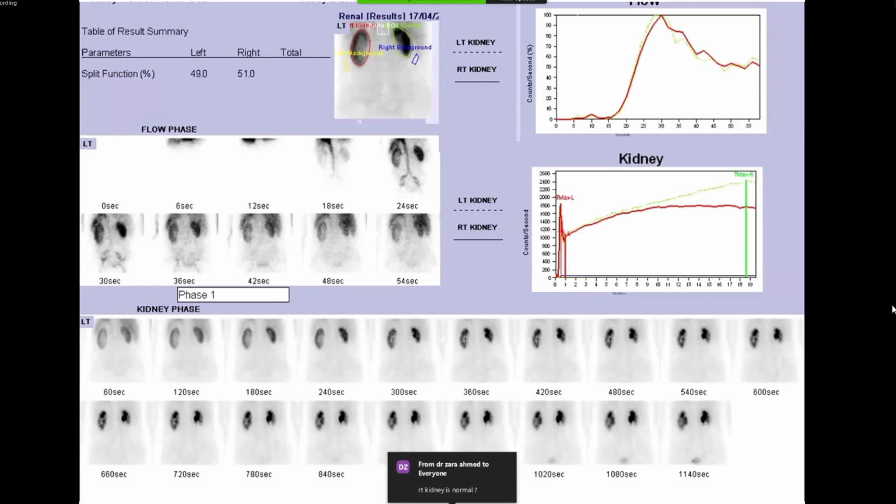So how do you select? If I'm thinking about obstruction due to any reason, and I'm interested in looking at the uptake and the excretion of the kidney, then I would select one that is being excreted, which could be either DTPA or MAG3. On images, they both look exactly the same. You cannot make that differentiation.